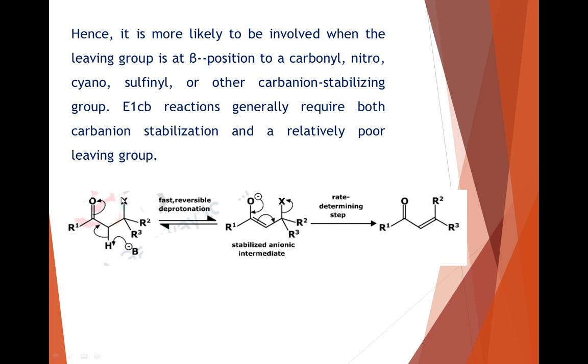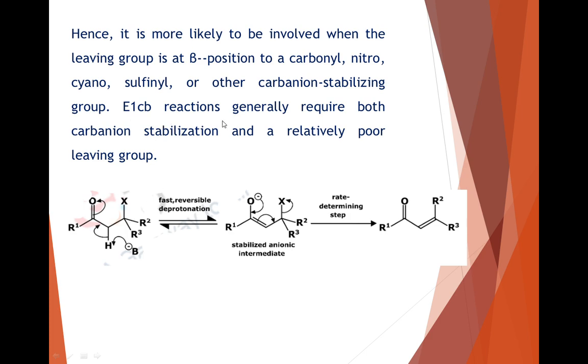You see, here this is the leaving group, this is the carbonyl carbon as shown on the screen. So the first carbon adjacent to the carbonyl group is the alpha carbon. The next carbon, which is next to this alpha carbon, is what is called the beta carbon. So the leaving group connected to the beta carbon is getting eliminated.